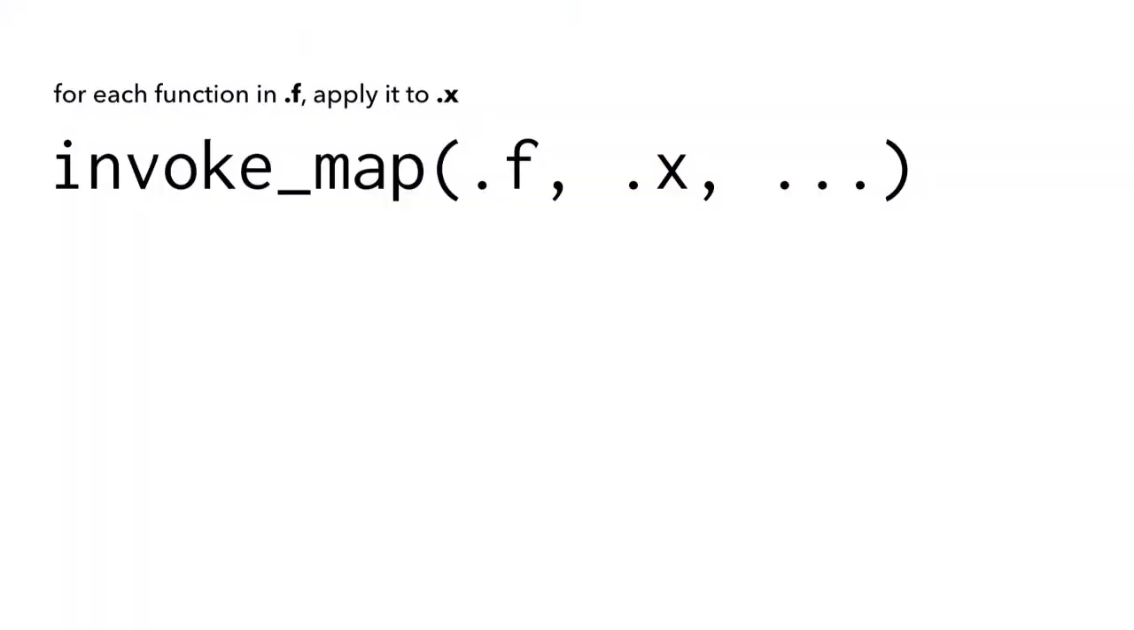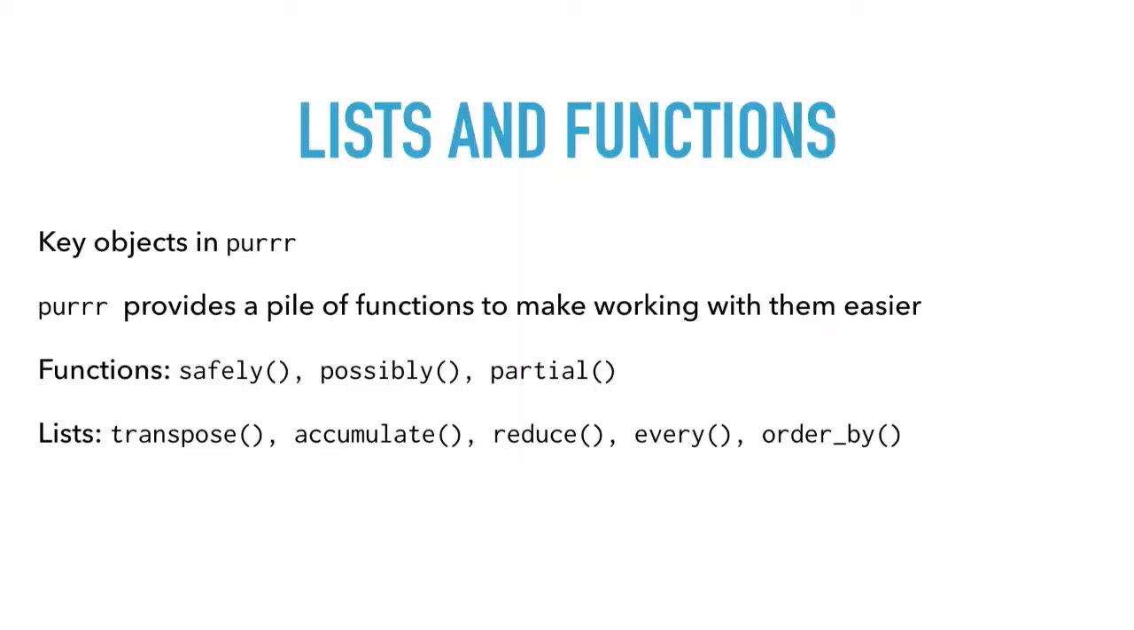Okay, so this other function, invoke_map, switches things around. Instead of taking one object and applying a function to every element, you take a list of functions and apply them to a single object. And that's why the .f and the .x get switched around. I won't talk too much about that, but you can ask me about it.